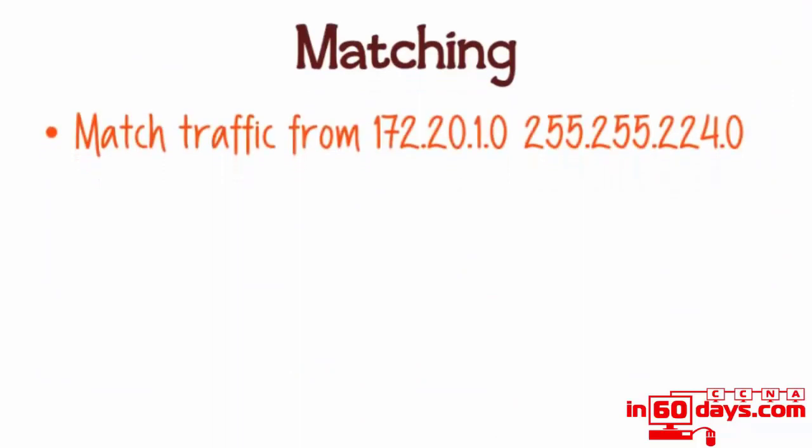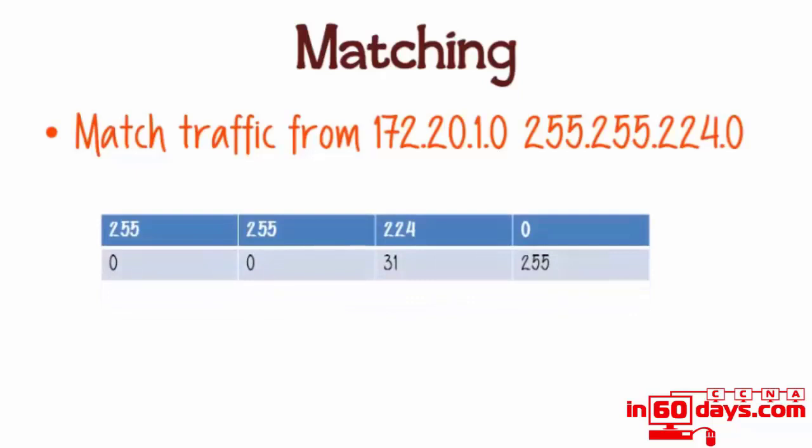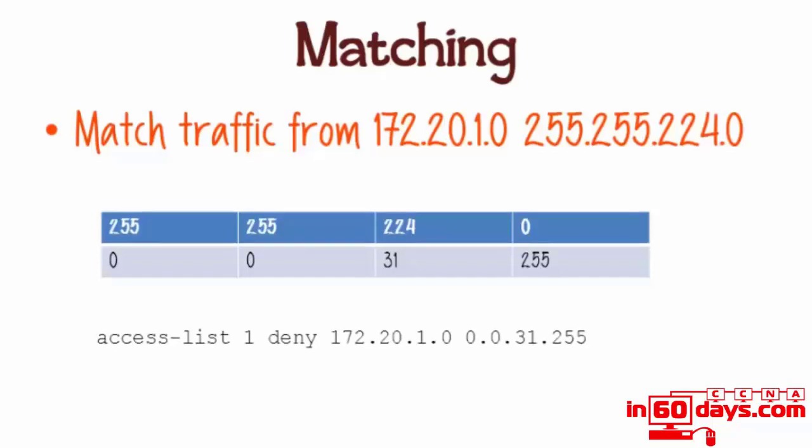So if you want to match traffic from the 172.20.1.0 network with the mask 255.255.224.0, and you write out the wildcard mask, it ends in 31.255. So the access list would be access-list 1, for example, 172.20.1.0 and then 0.0.31.255. That would match any host in that subnet.